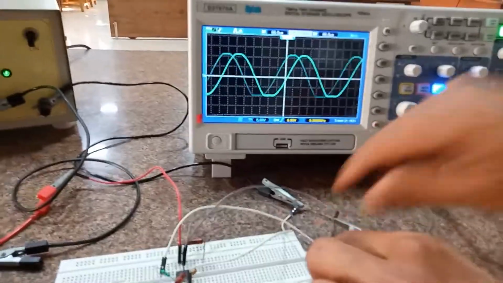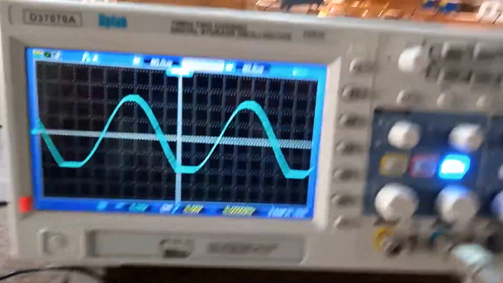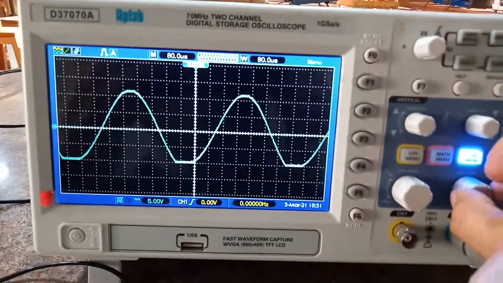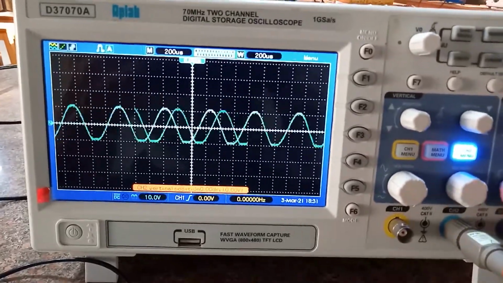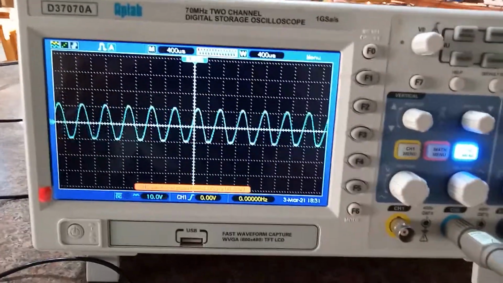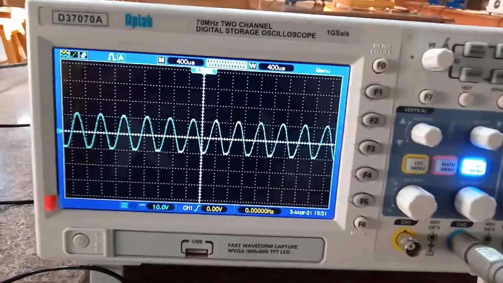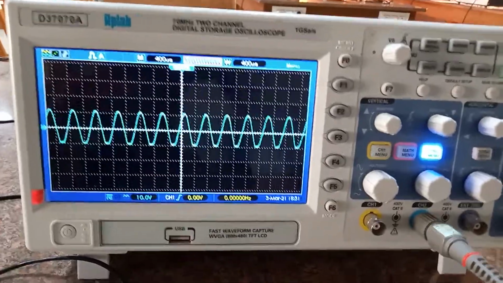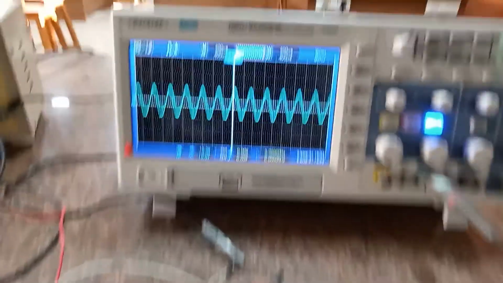So this is a very good sinusoidal waveform. Let me adjust the amplitude of this wave so that you can see a proper sine wave. These are proper sine waves without any distortion. So this gain is used to make a proper sine wave.